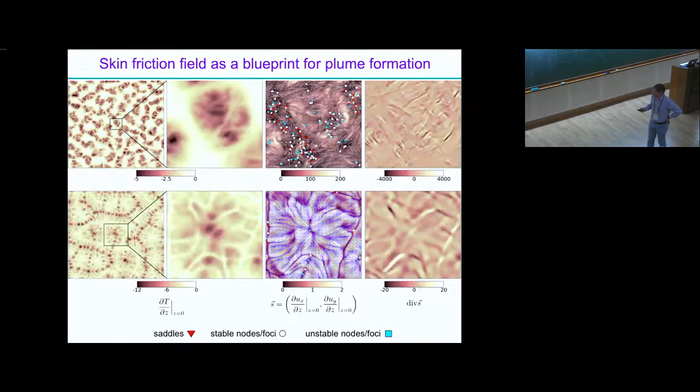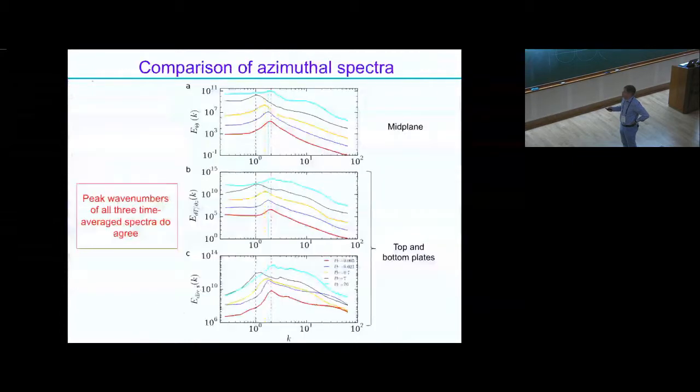So basically, the field that describes the sources and the sinks of these flow structures, and it is much more fine scale as here in the lower picture. So what we did is we basically calculated the spectra of all these fields: the divergence of the skin friction field, the spectrum of the derivative at the plate, and the spectrum of the temperature field. These spectra are shifted so that they are better visible.